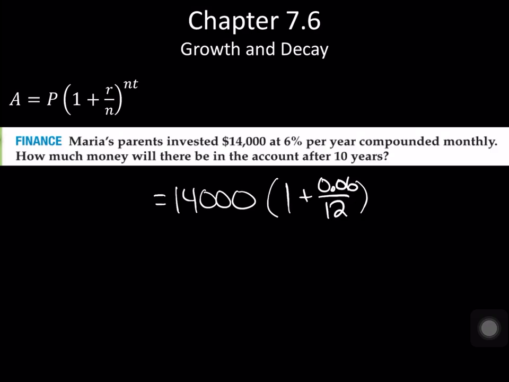And our exponent here is going to be N times T. So again, N is how many times we're compounding. That's a 12. Compounding monthly, 12 times. And then T is how many years. And in this case, we're looking at 10 years. Okay? So you've got to be able to pick out where all those numbers come from.